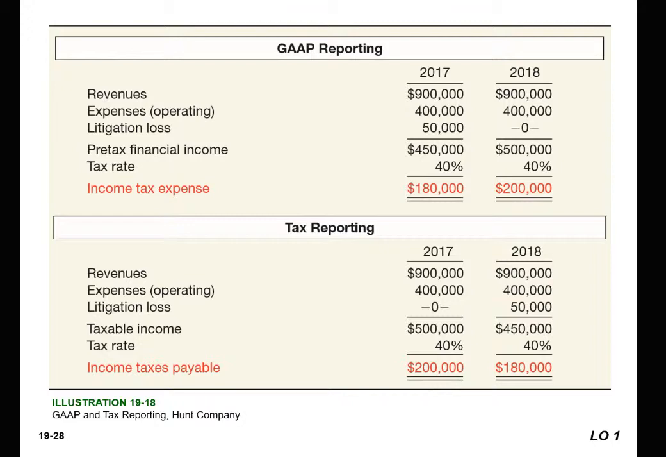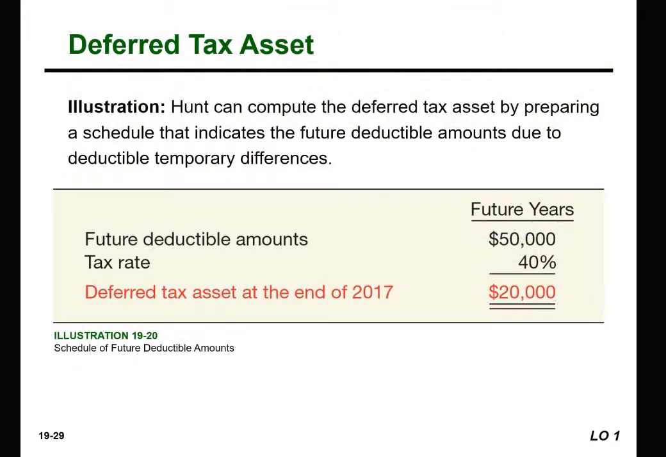So Hunt can compute the deferred taxes by preparing a schedule that indicates the future deductible amounts due to deductible temporary differences.